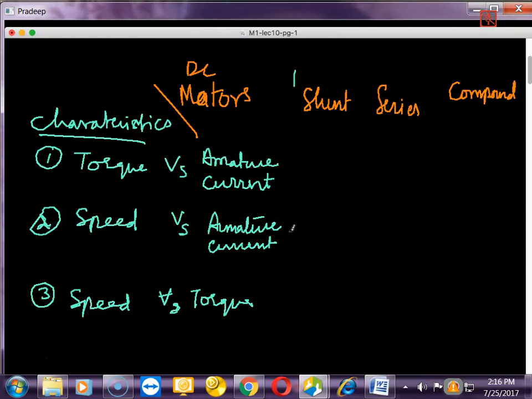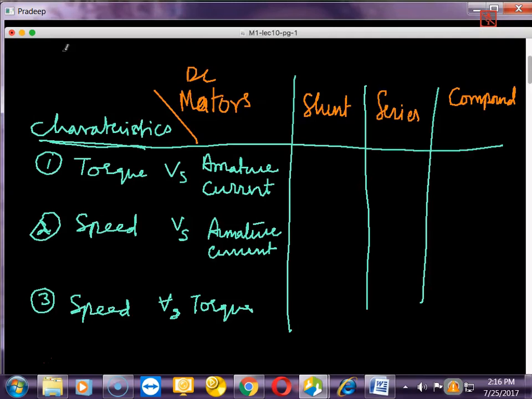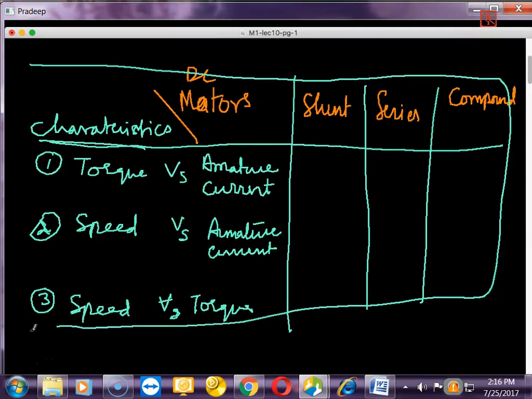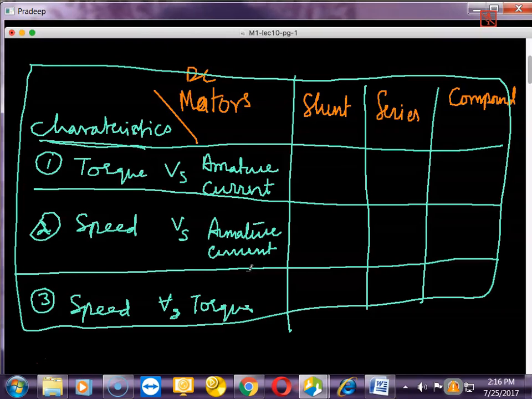So I have this in a tabular form, where we'll discuss each machine and look at the torque versus armature current and speed versus armature current characteristics. So this is the task. So let's go to it. So let's look at the shunt motor.